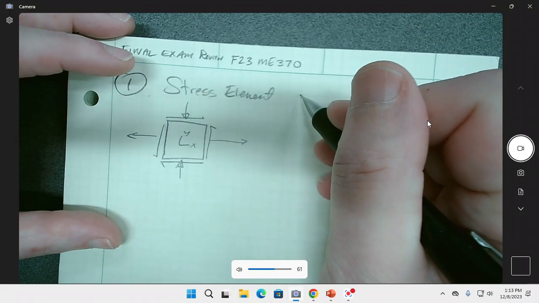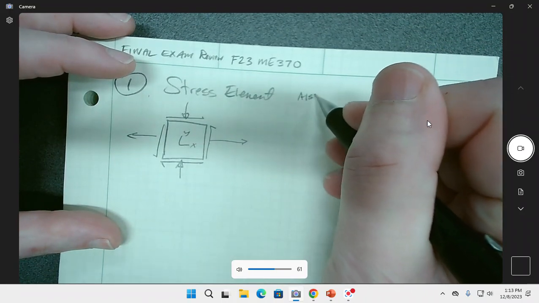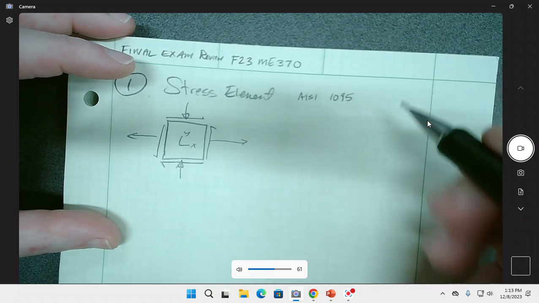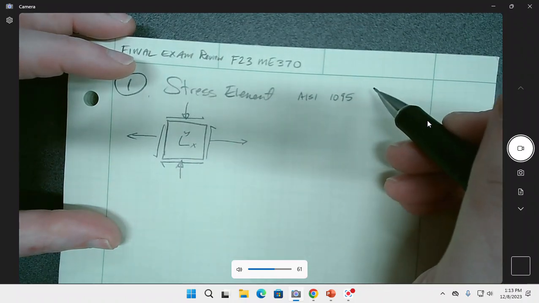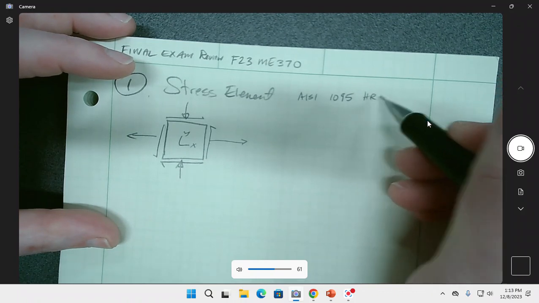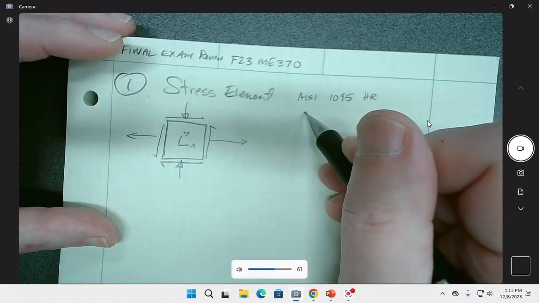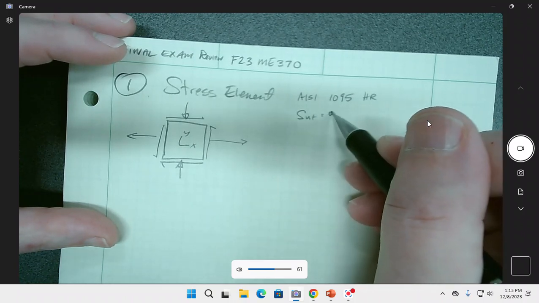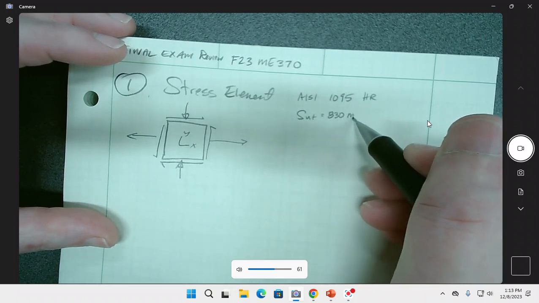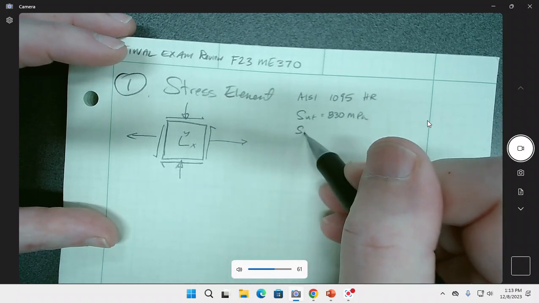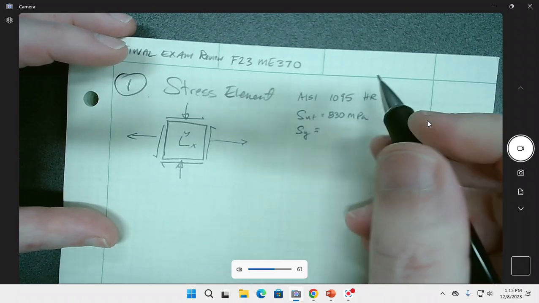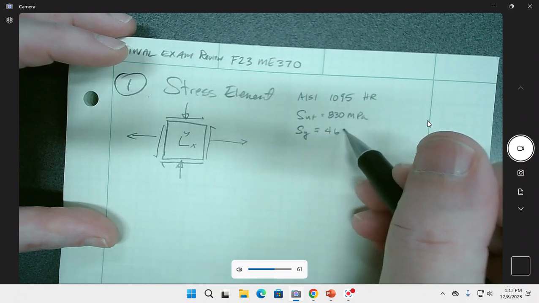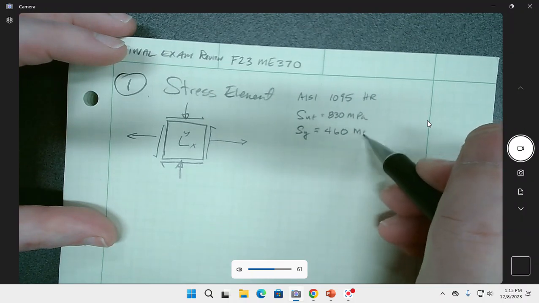So this is AISI 1095, and they didn't say this is hot rolled because they didn't have a cold drawn version of it, and I'll write down both of them, why not? My book's about to close. 830 megapascals. So let's aim for something high here. 460 megapascals.